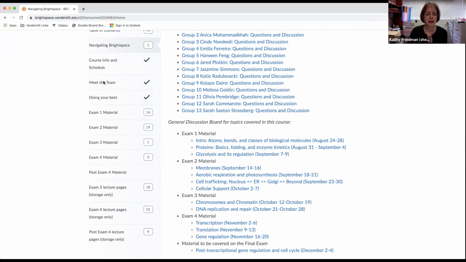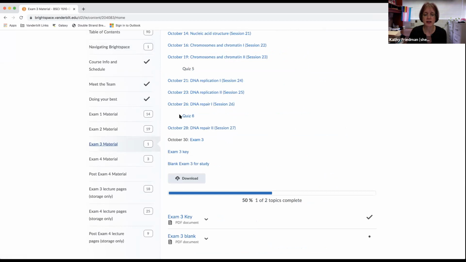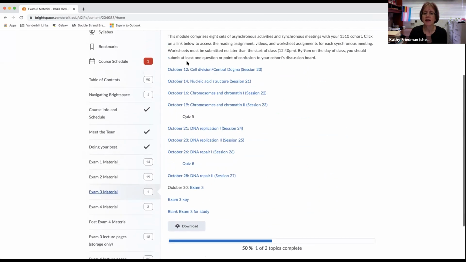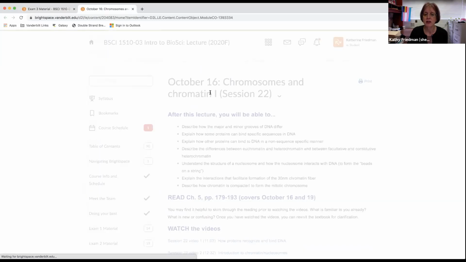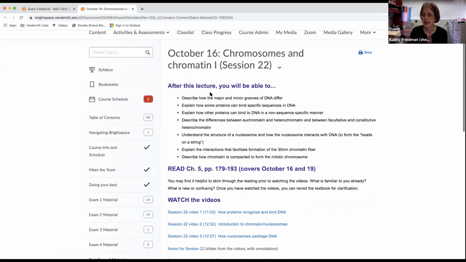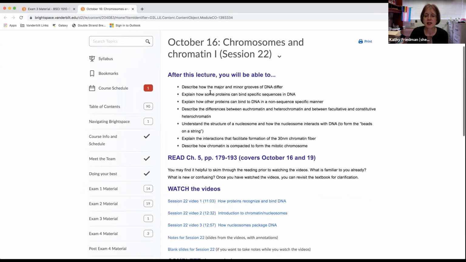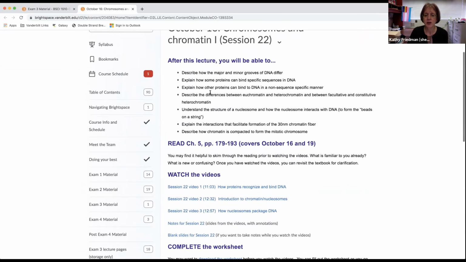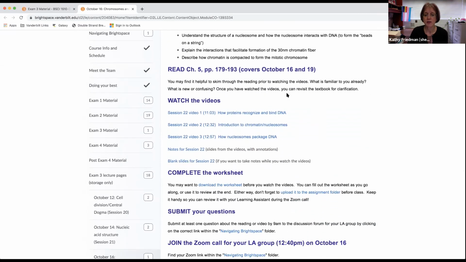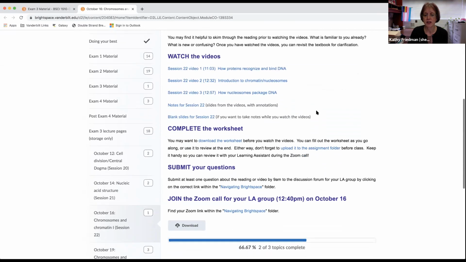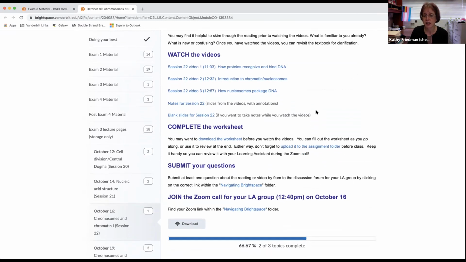The only other thing I wanted to show you is that we had the course organized by different exam materials, and this would be the page for any particular day. And within here, we had the learning goals for the students. We had the reading for them to do. We had all the videos for them to watch, including any notes or blank slides.